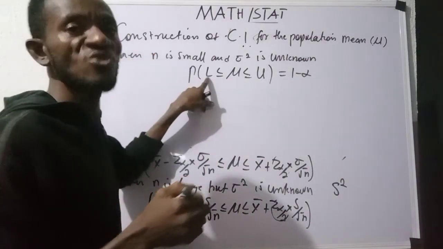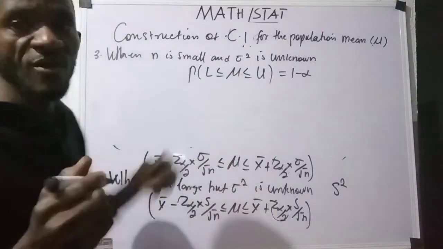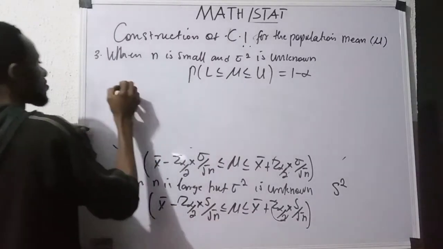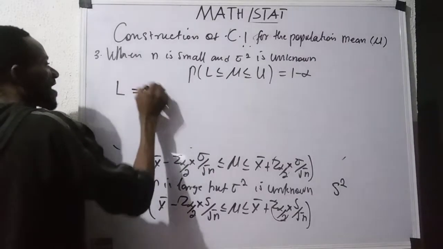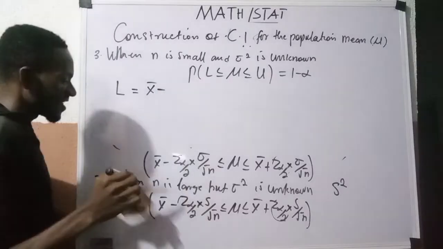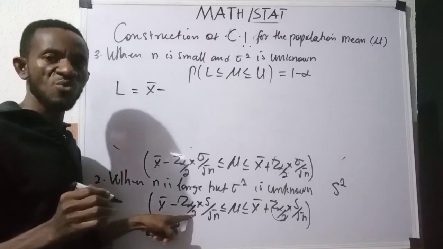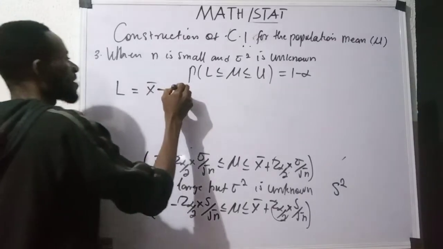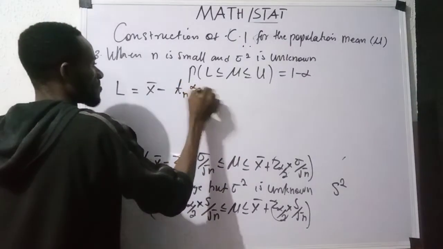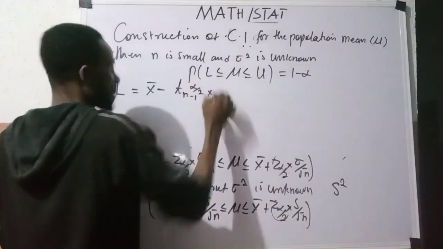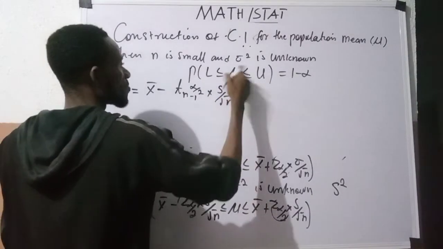Under this condition, what is going to be the value of our L, and the value of our U? Under this condition, our L is going to be equal to x bar, just like what we have here, minus, instead of z of alpha over 2, you are going to have t, which is what we call the student t distribution. So you are going to have t of n minus 1 of alpha over 2, multiplied by s over root n.